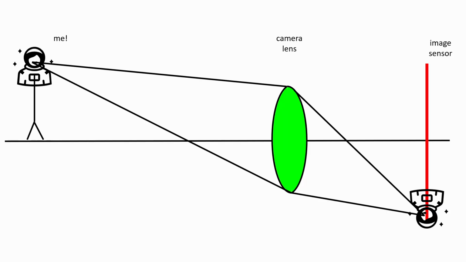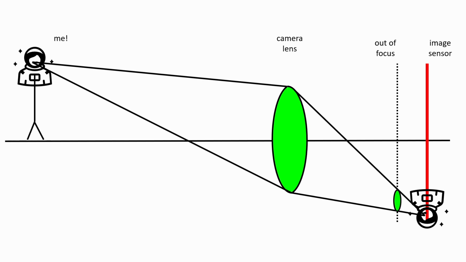If you take a look at this image here, you see me in the picture with light beams coming out of me towards a camera lens. The camera lens takes those light beams and focuses them to a single point on an image sensor. There's only one point where those light beams will come into focus with that particular camera lens, and it's at that specific spot there on the image sensor.